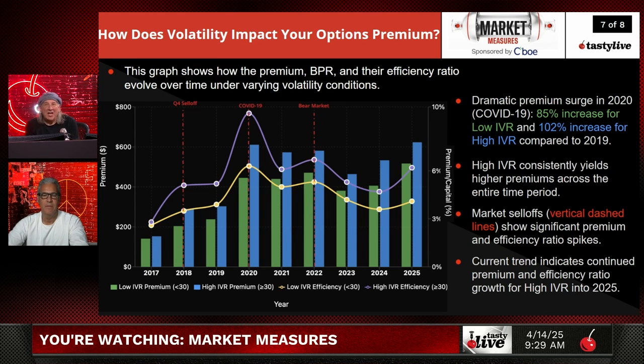And then this graph shows how the premium and the buying power and their efficiency ratio evolve over time under different volatility conditions. And in this one, we went all the way back to 2017. And you can see, we basically explained everything in the right-hand column. But high IVR consistently yields higher premiums across the entire time period. And regardless of the market sell-off, the ratio stays extremely high. In the end, you don't want things to get out of control because that's where it's hardest to manage everything. And we all witnessed that. We all experienced that over the last couple of weeks.